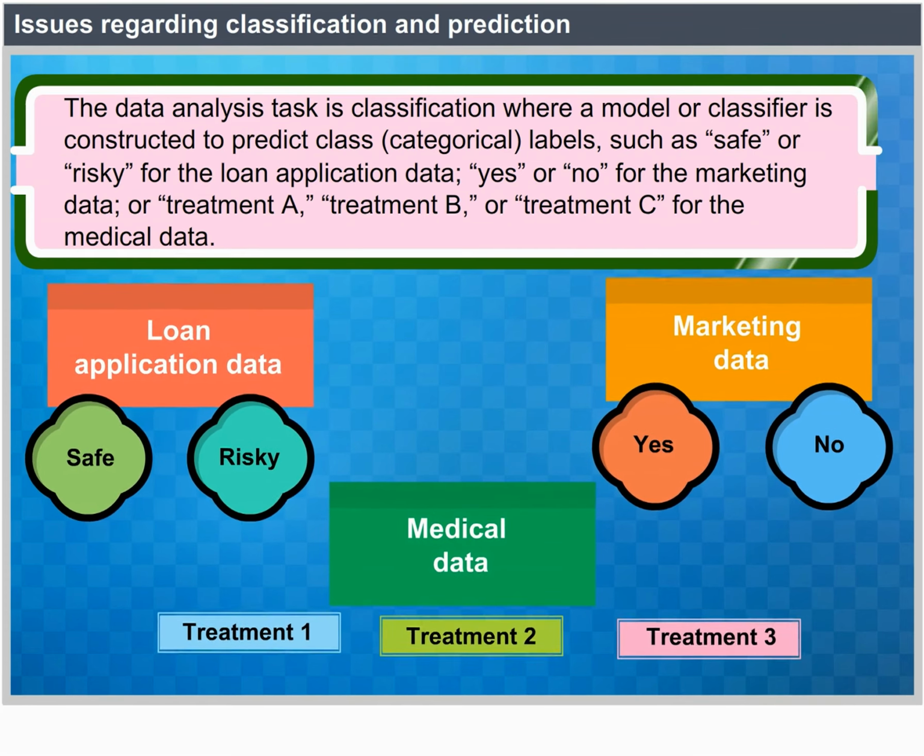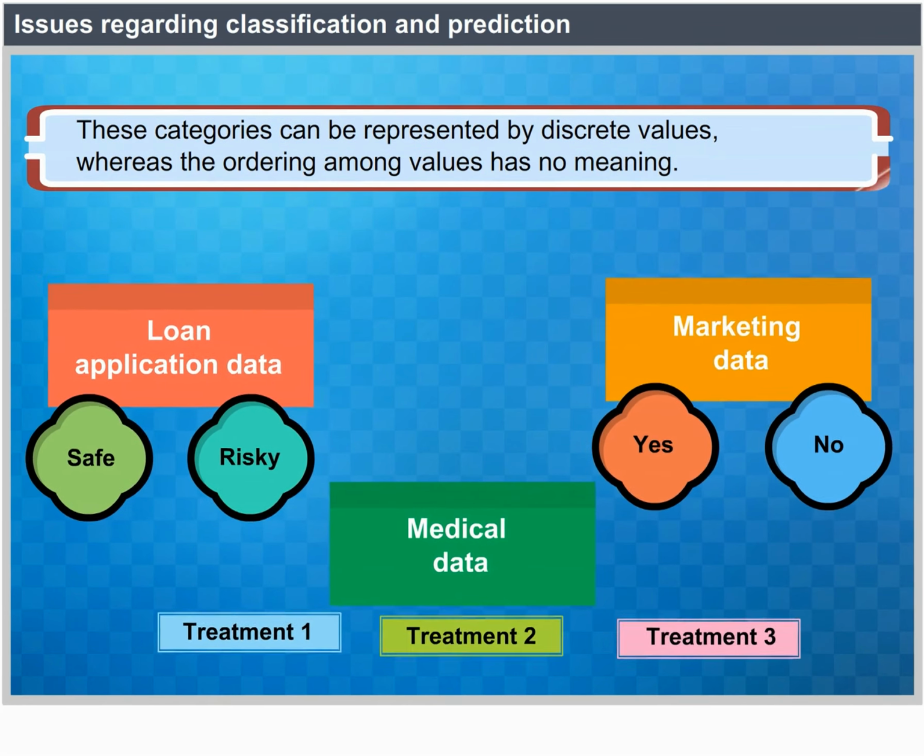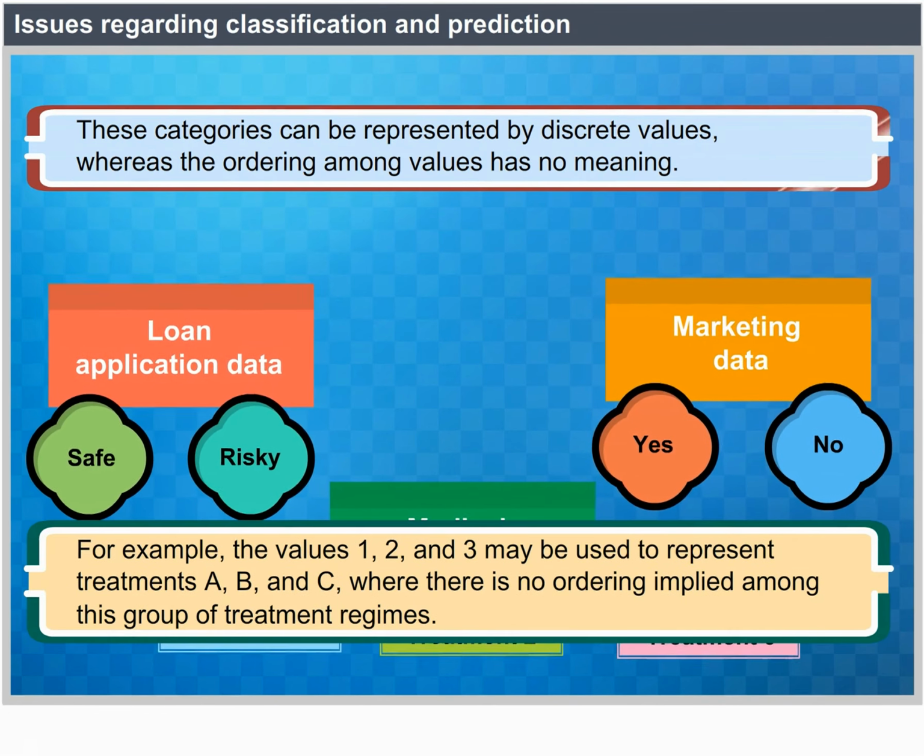These categories can be represented by discrete values where the ordering among values has no meaning. For example, the values 1, 2, and 3 may be used to represent treatments A, B, and C, where there is no ordering implied among this group of treatment regimes.